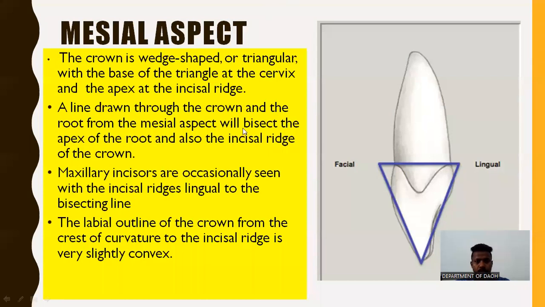Now moving on to the mesial aspect of the crown. In the mesial aspect, the crown is wedge shaped. You can see here this is the wedge shaped or triangular shaped crown, with the base of the triangle at the cervix and the apex at the incisal edge. This is the cervical area, and the apex is at the incisal edge.